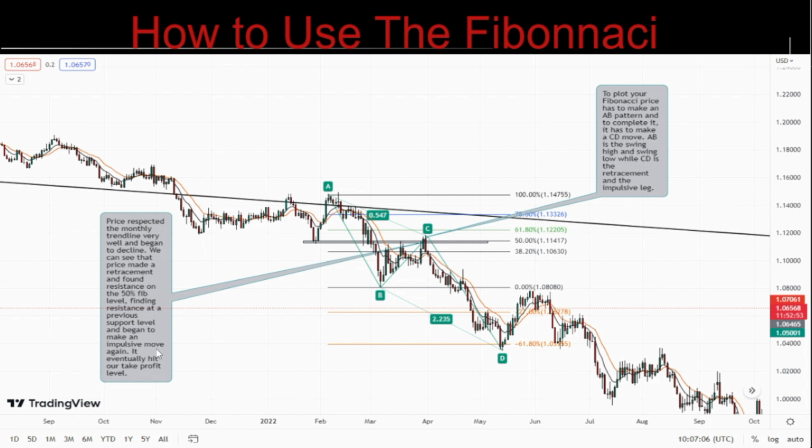It eventually hit our take profit level. Our take profit level is -27. This is where I place my take profit and let the trade run like that. So this is how you place your Fibonacci. In an uptrend, we usually place it the opposite way, from our higher low to our higher high.